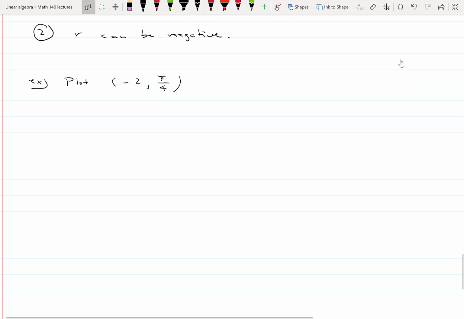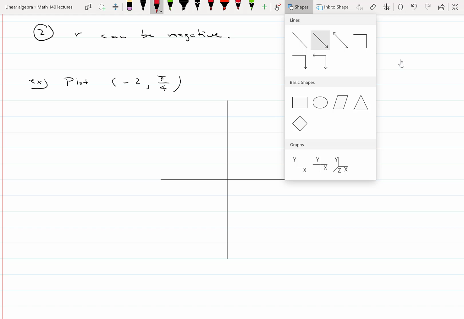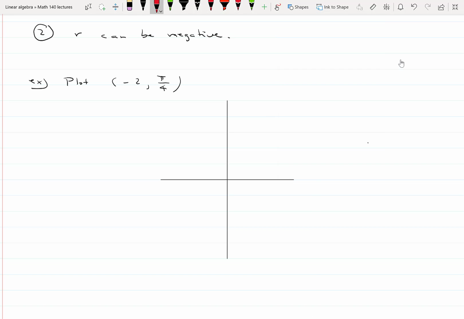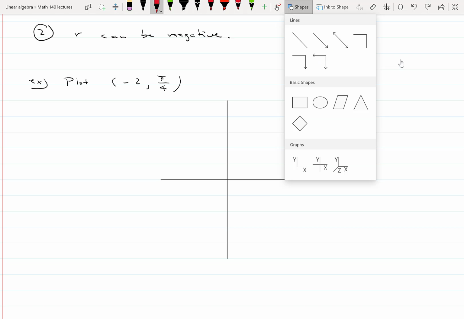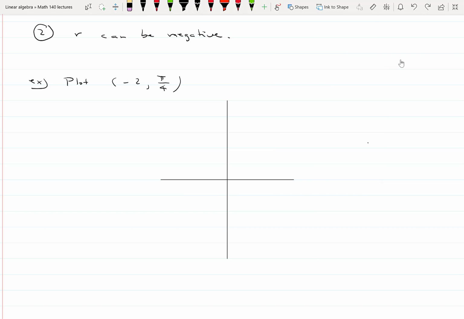We'll start this exactly the same way as we did before. Here's the xy plane. And now let's draw a copy of the x-axis. Let's imagine rotating that through an angle of pi over 4.